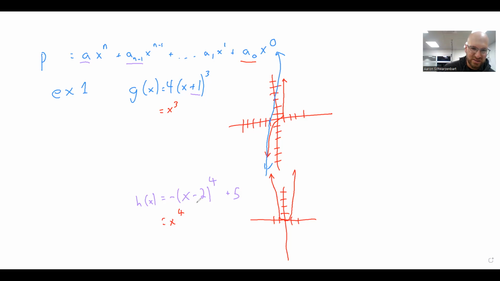So my transformations here: right 2, up 5, and flip it upside down. So my purple one, I need to go one more up here. Right 2, up 5, open it down. Actually, what they showed in the book was negative x to the 4th before they shifted it. But either way, putting all the transformations into it to get it upside down, one that looks like this. You should be able to do that without the graphing calculator.